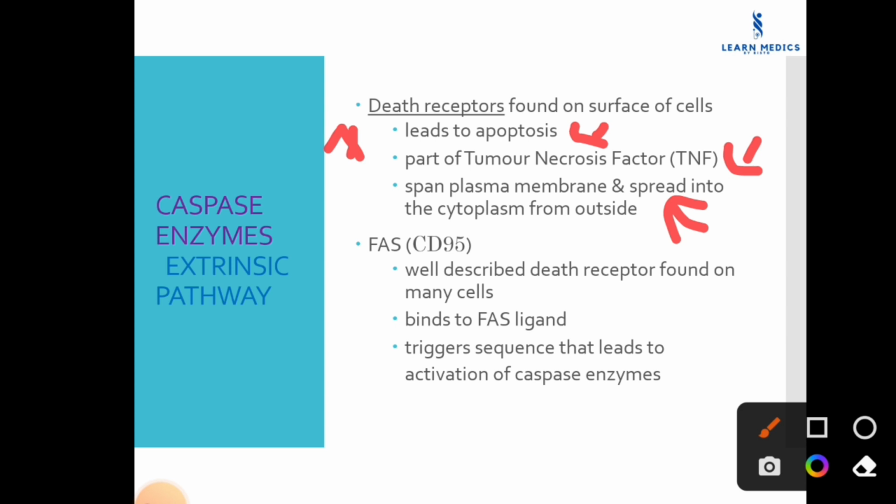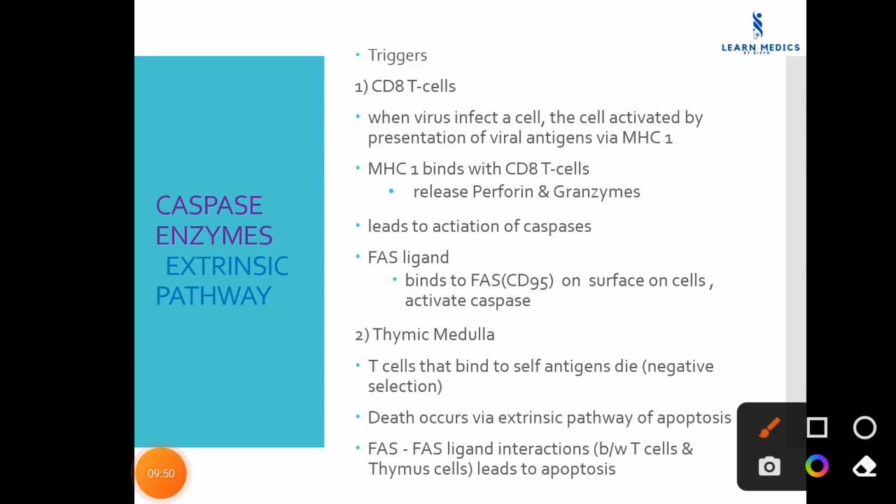The FAS receptor, or CD95, is the well described death receptor found on many cells. Binding of FAS ligand triggers a sequence that leads to activation of caspase enzymes. Next are the triggers for activation of the extrinsic pathway.